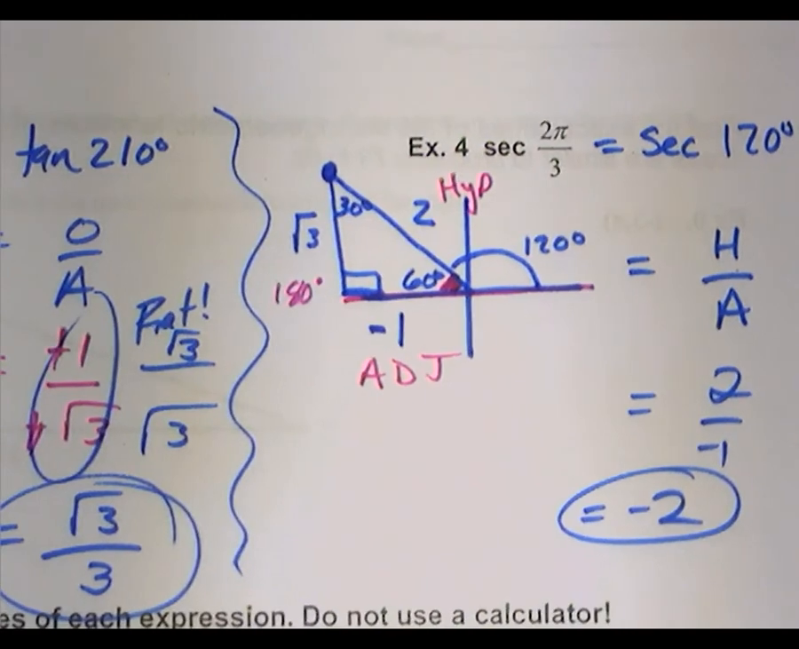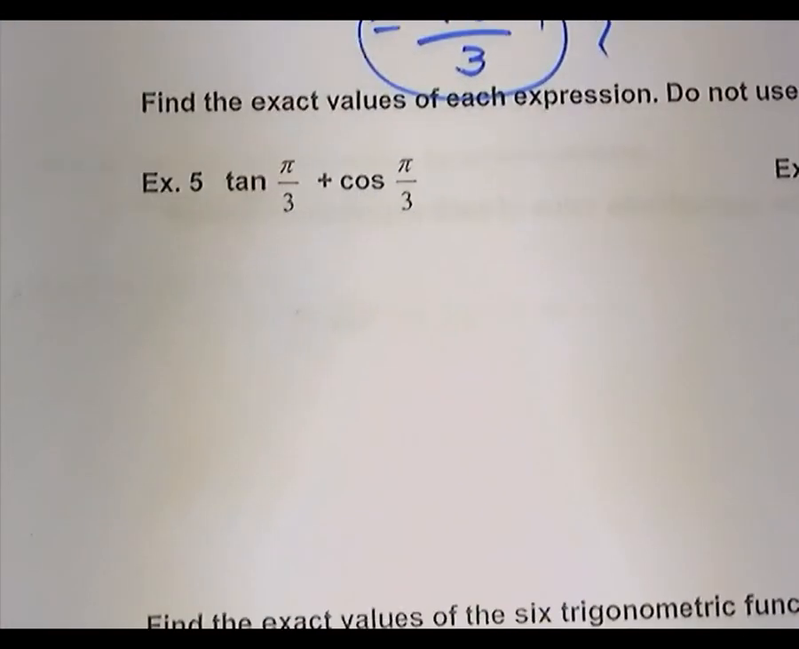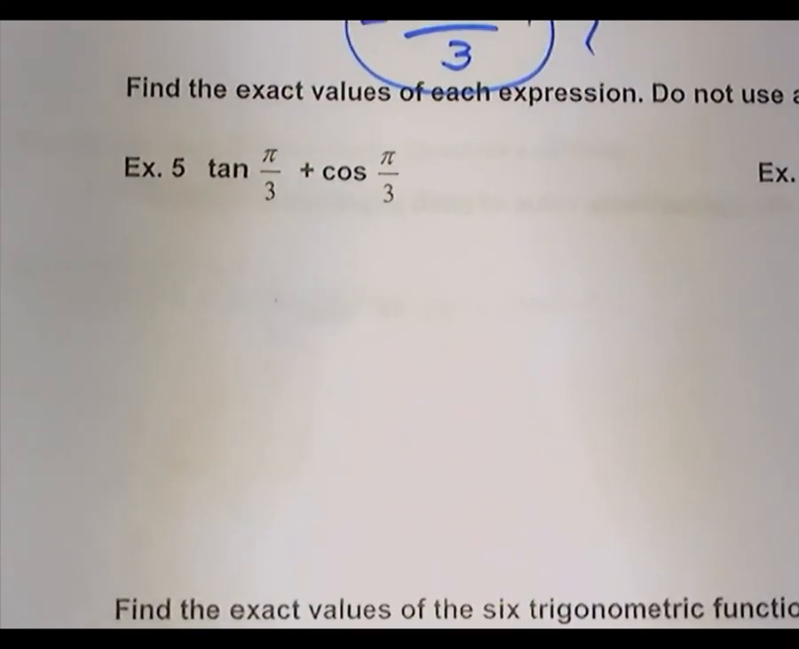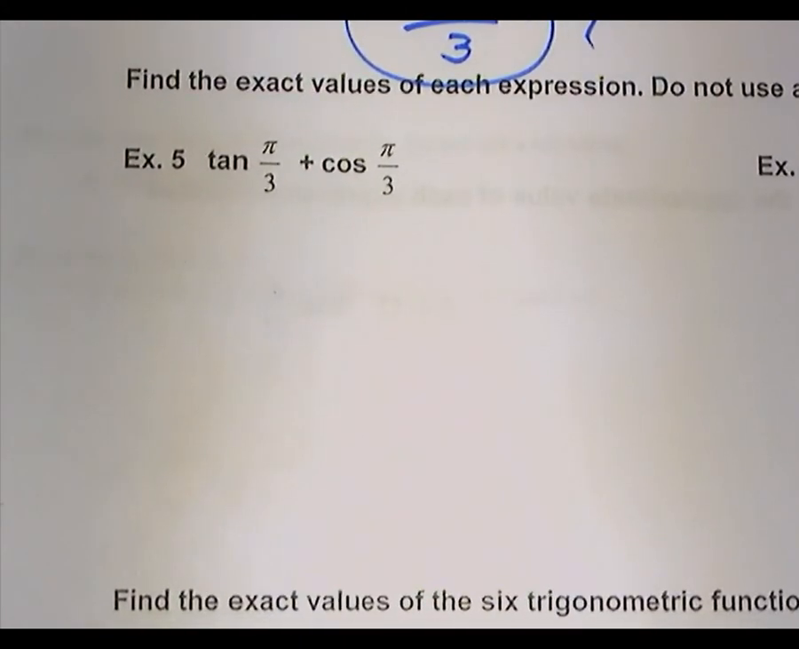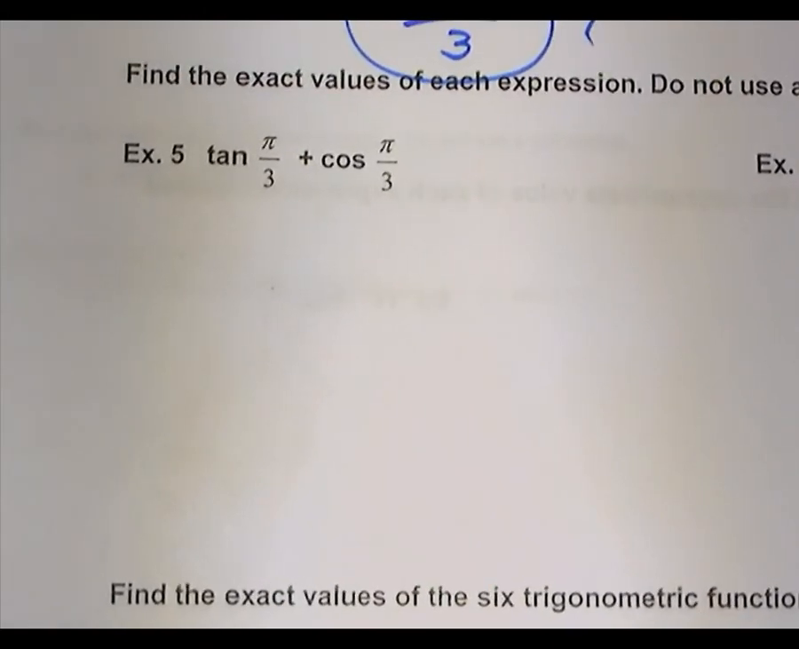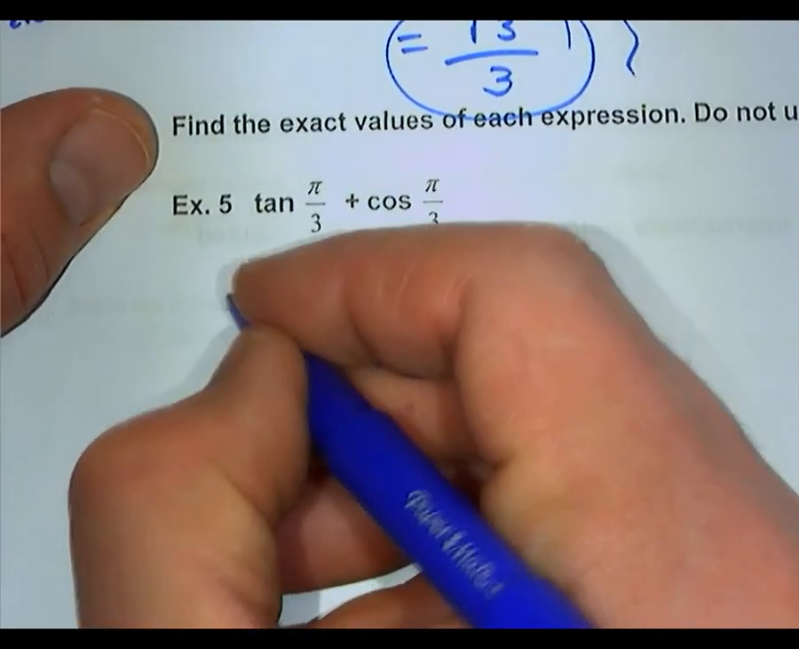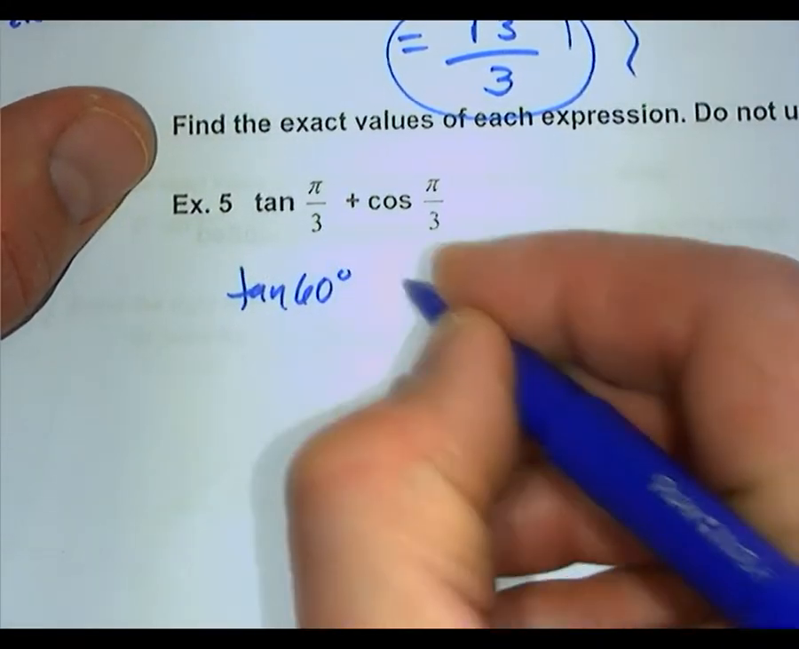All right, last but not least for today. Let's giddy up with example number 5. Let's find the exact values of each expression. Do not use a calculator unless you're checking work. Or if you need to convert radians to degrees, you guys are so good. You guys don't need to do that. What's pi over 3? 60 degrees.